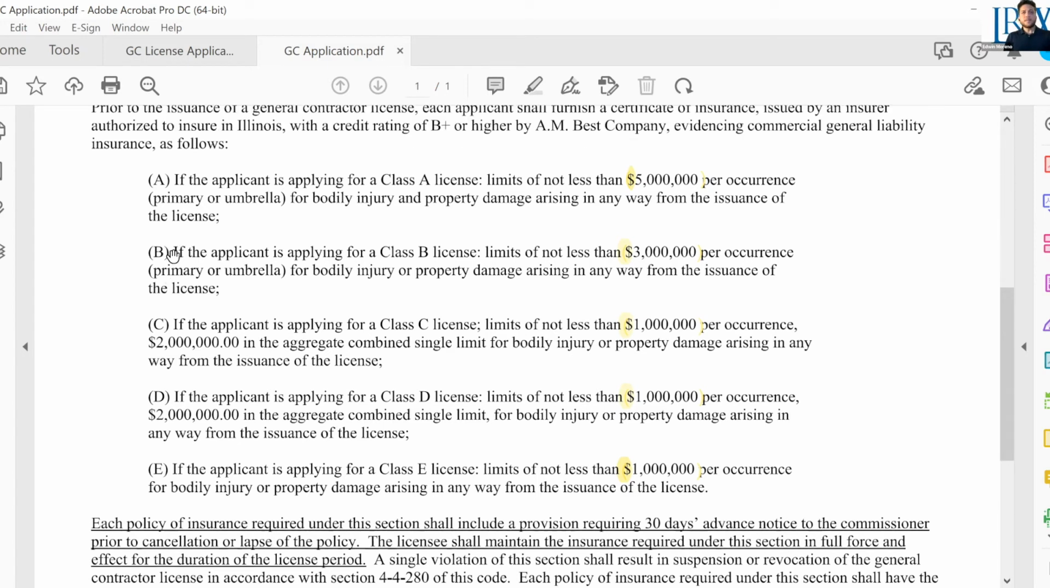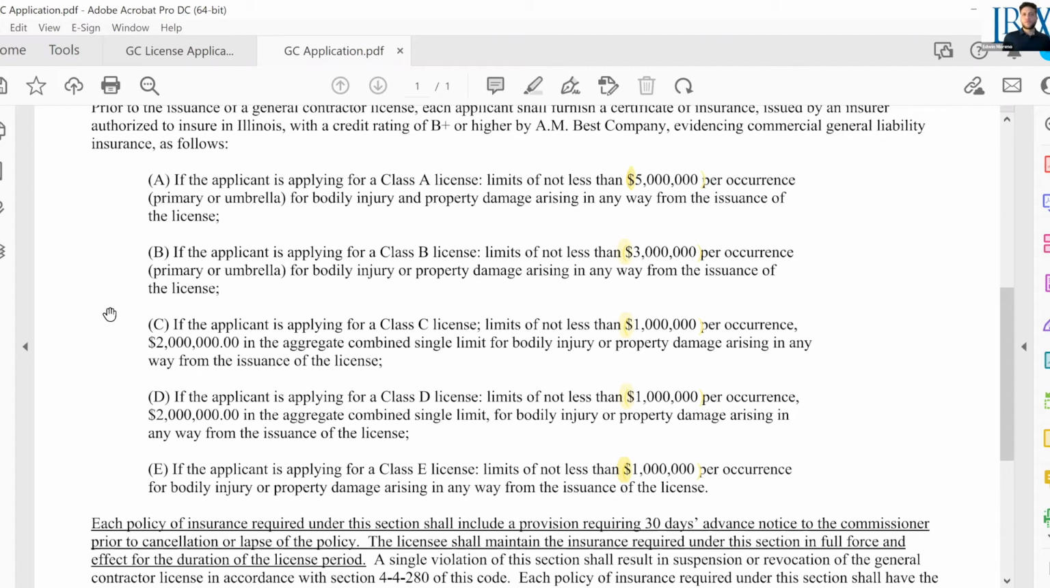For Class A and B license, you're going to need an umbrella policy. The umbrella policy gives you an extra layer of coverage that can increase the per occurrence, right? So the coverage that you need for that one claim. Since you're bidding for bigger jobs, it's more likely that the claims could be larger. So what they want is, if there's one claim, they want to make sure that there's $3 million in coverage per that one occurrence, right? So you would need to purchase a $2 million umbrella to give you enough coverage, okay?